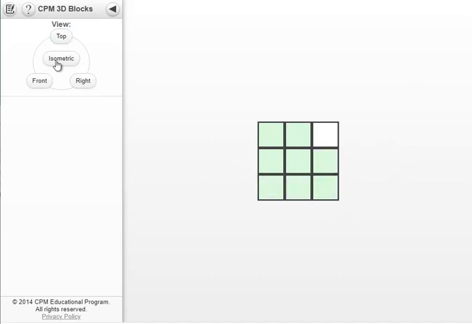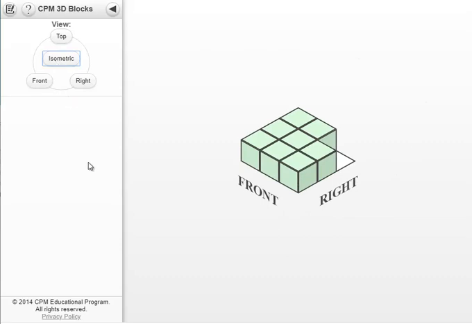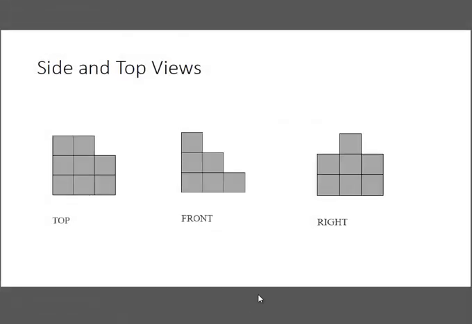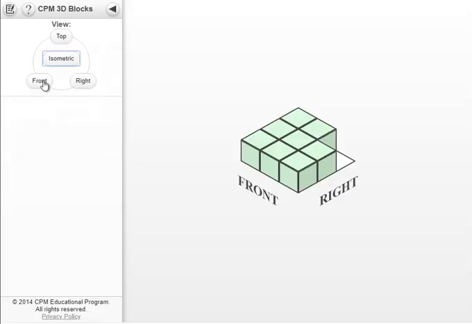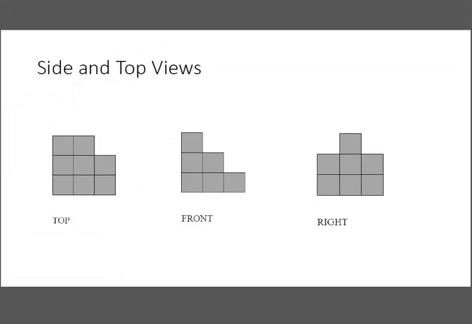And I'm going to go back to my isometric view. So far, that's what that 3D shape would look like. But I am not done yet. I need to make sure that my front view looks like this. So I'm definitely going to do that. So the front view, again, needs to look kind of like stairs.